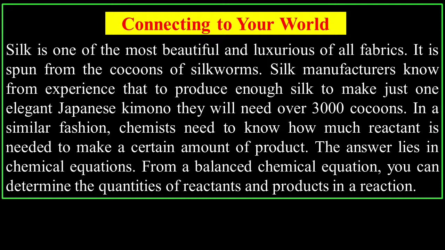Silk is one of the most beautiful and luxurious of all fabrics. It is spun from the cocoons of silkworms. Silk manufacturers know from experience that to produce enough silk to make just one elegant Japanese kimono, they will need over 3,000 cocoons. In a similar fashion, chemists need to know how much reactant is needed to make a certain amount of product. The answer lies in chemical equations.